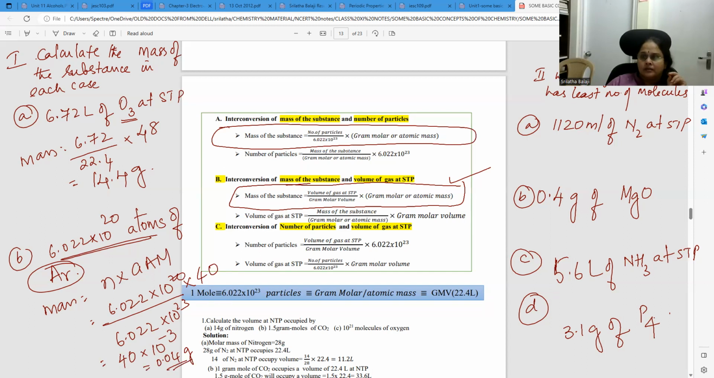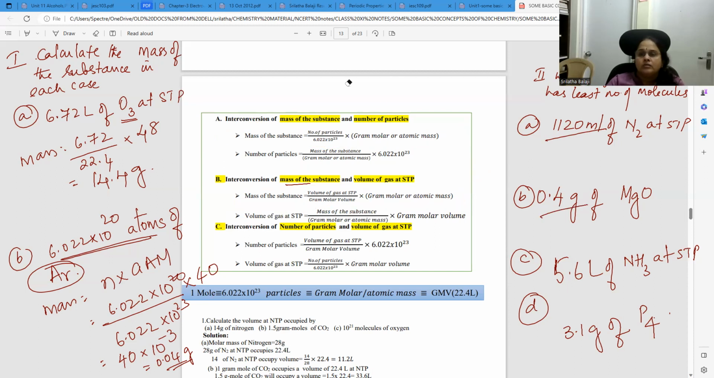Clear? So which of the following has the least number of molecules? See here. So appropriately choose a formula. Clear? Now molecules. So there is conversion of volume to molecules, mass to molecules. Accordingly, you choose. Okay? Mass to molecules is this here, and volume to number of molecules.